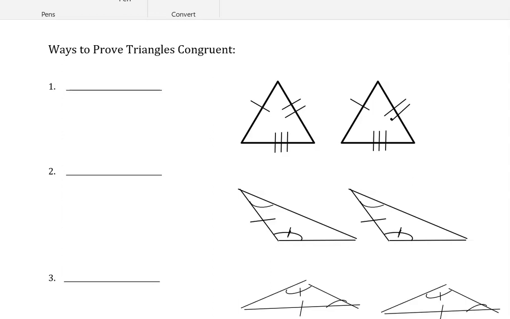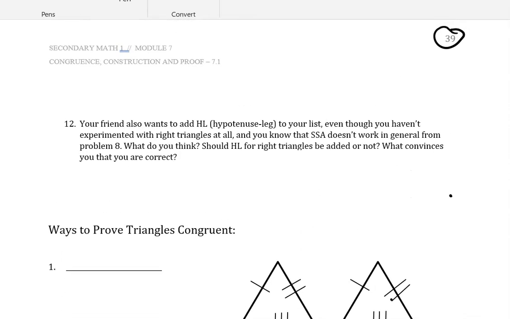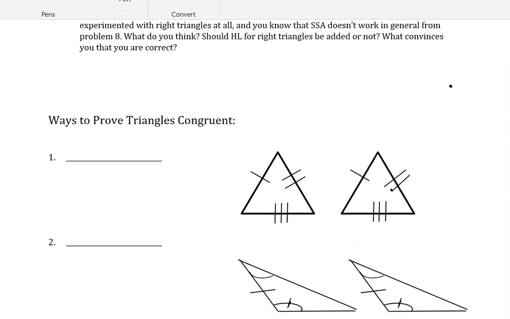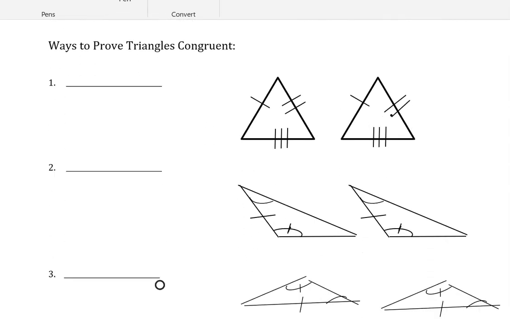So today, if you grab your packet, we're going to be working out of page 39 in our packet. So if you can locate that, that's what we're going to be working out of. You need to pause me real quick to find that. Go ahead.